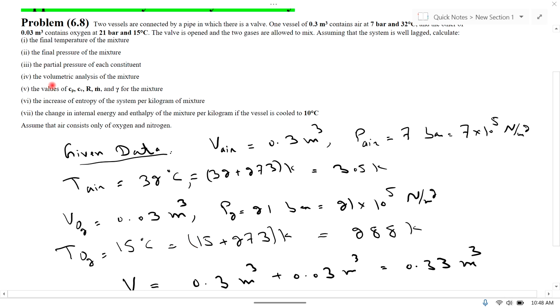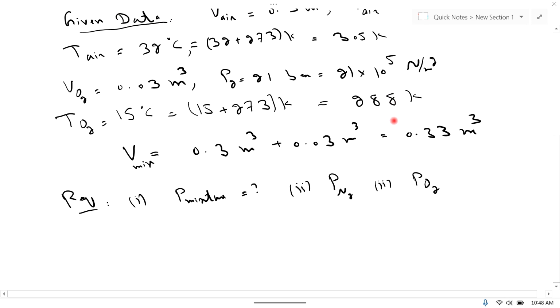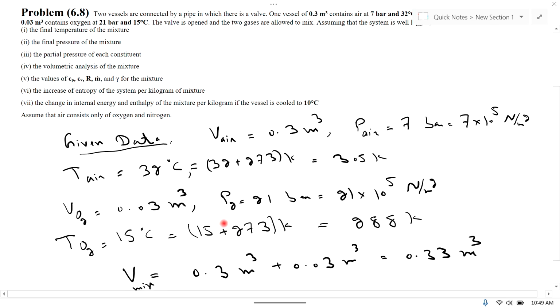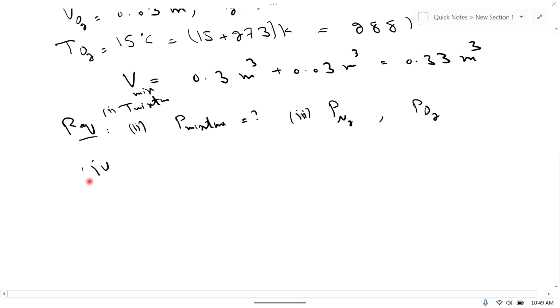Number 1 is final temperature of the mixture. Part 1 is final temperature. Number 1 is temperature of the mixture, and this is number 2, and this is number 3, partial pressure of oxygen and partial pressure of nitrogen. Number 4 is the volumetric analysis of the mixture.